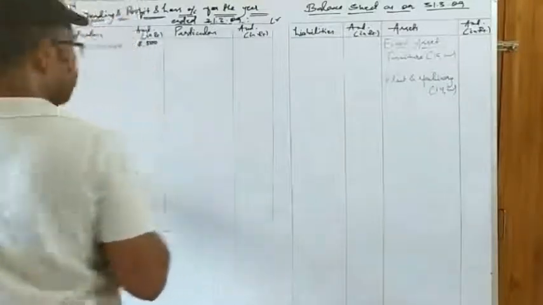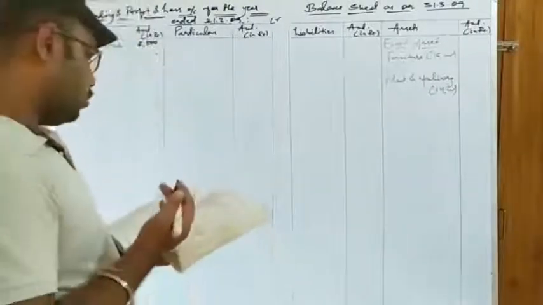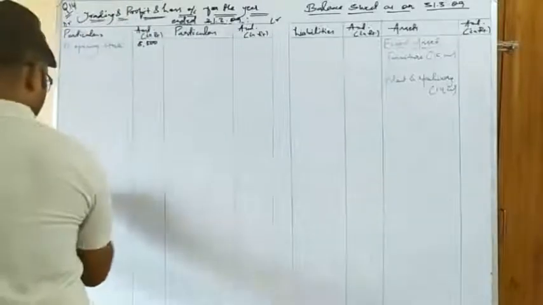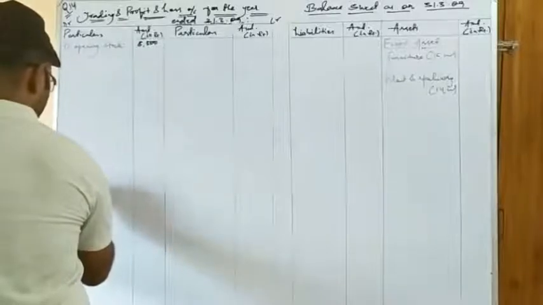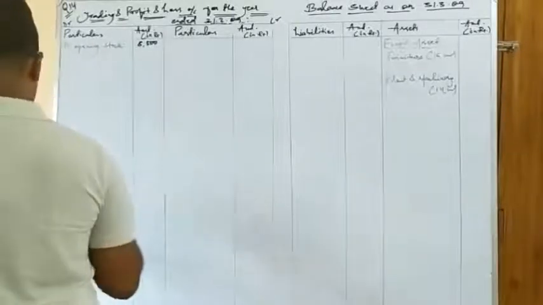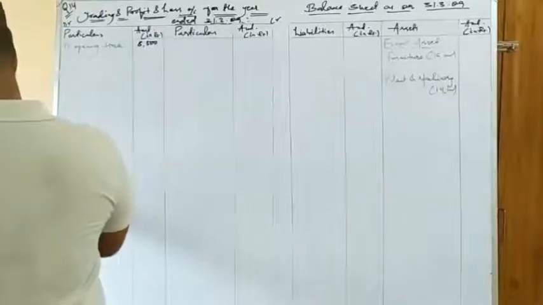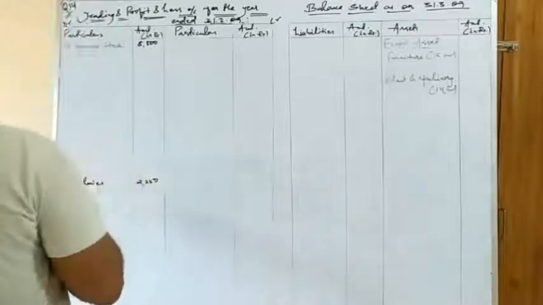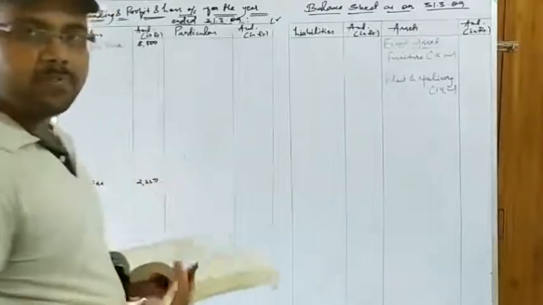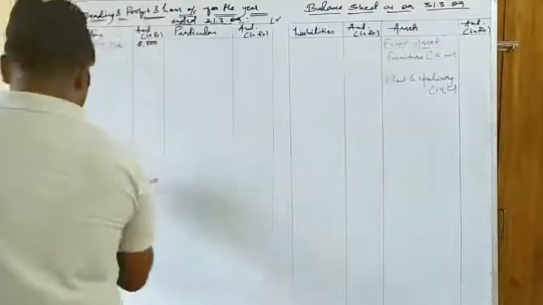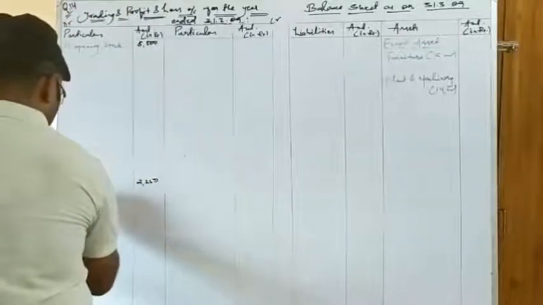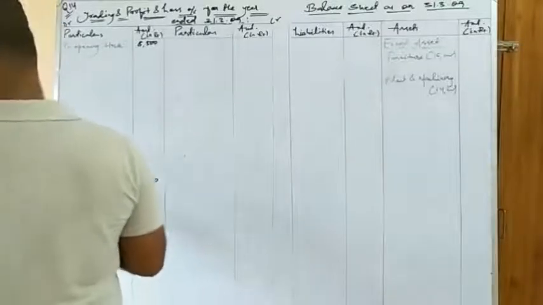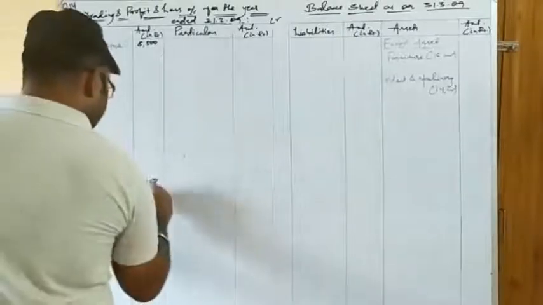Next is salaries. As you know, salaries are indirect expenses, and it does not have any adjustment, so it will be taken to the debit side of profit and loss. So I will write here, to salaries, 2,250. Then next is printing and stationery. Printing and stationery is also an indirect expense and will be taken to the profit and loss account. To printing. So the printing and stationery amounted to 780.